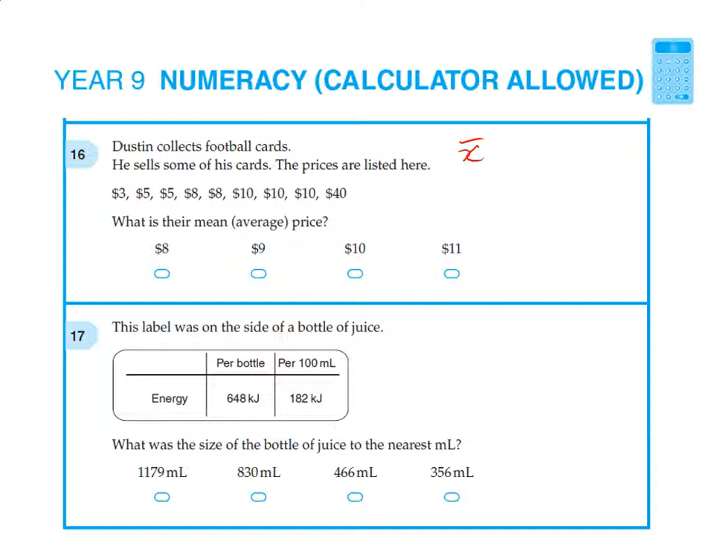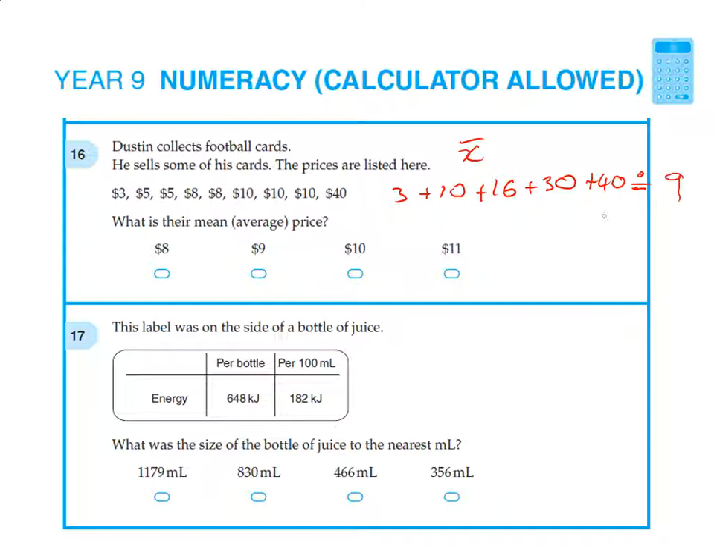Otherwise, I can just add them up. I got 3, plus 2 lots of 5, which is 10, add 2 lots of 8, which is 16, add 1, 2, 3, which is 30, and then add 40. Now, do not forget, some students put the divisor like this: 1, 2, 3, 4, 5, 6, 7, 8, 9, divided by 9.